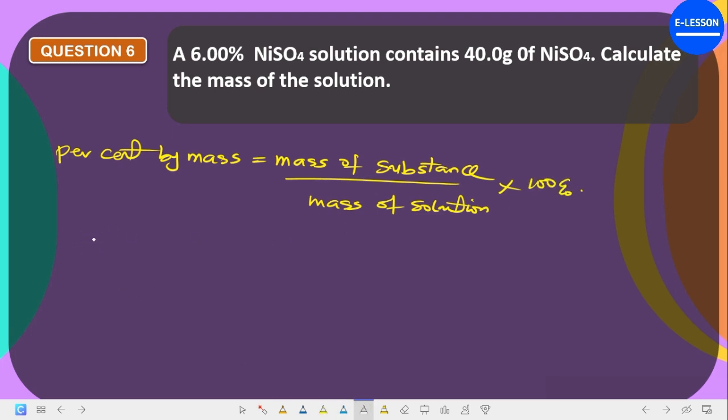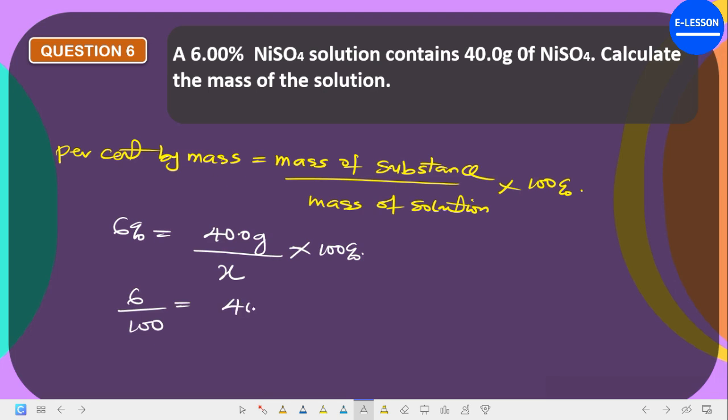So in this case now, the percentage by mass was given as 6%. So 6% will be equal to, what's the mass of substance? It says a 6.0% nickel solution contains 40.0 gram of nickel. So it means the mass of nickel is 40.0. Calculate the mass of the solution. The mass of the solution is not known, times 100%. Of course, 6% means 6 over 100. This equals 40 gram all over S times 100 over 100. 100 over 100 cancel. This gives us 1. Then we have 6 over 100 is equal to 40 all over S.